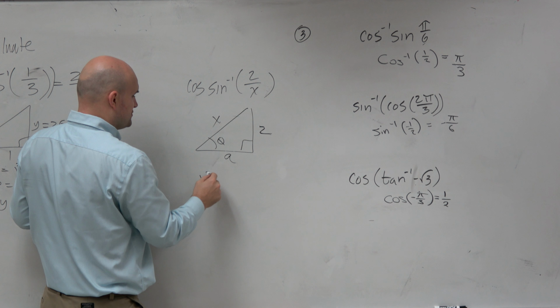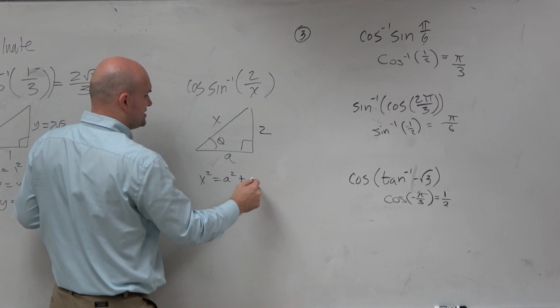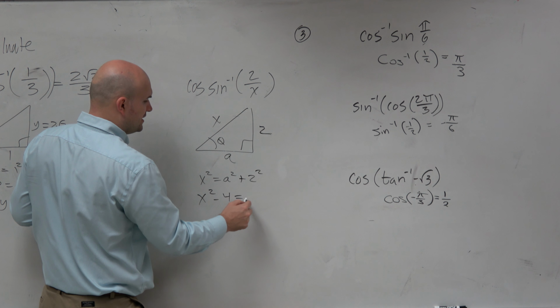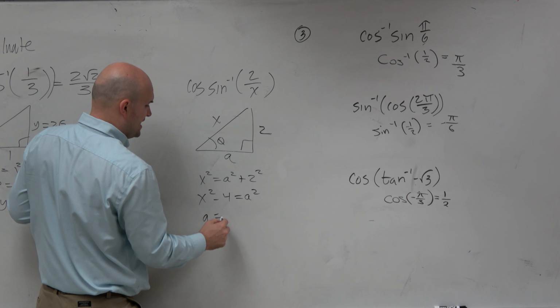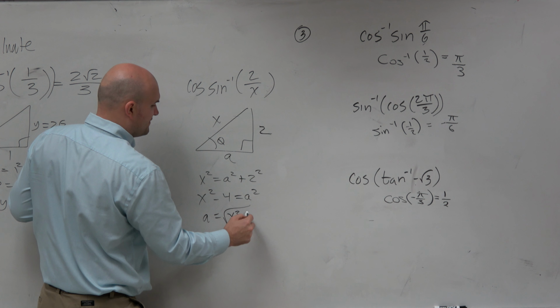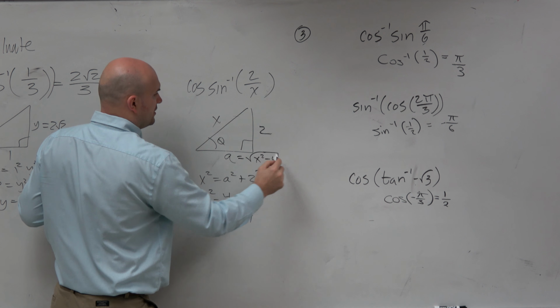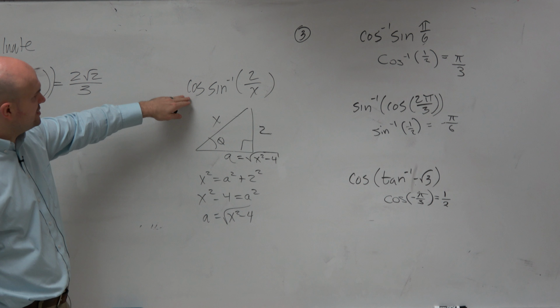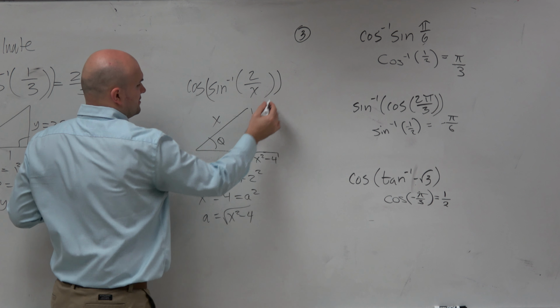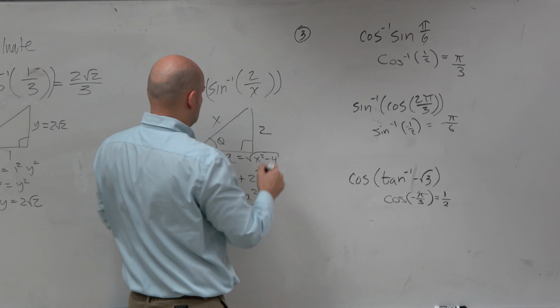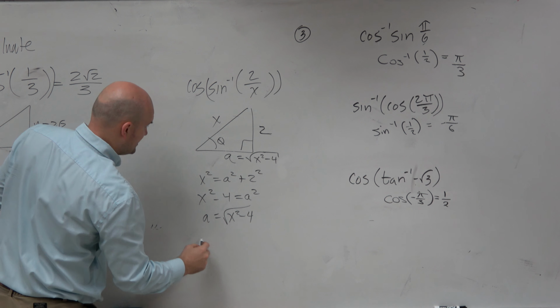So I do x squared equals a squared plus 2 squared. x squared minus 4 equals a squared. And therefore, a equals the square root of x squared minus 4. So what I'd write on my test or on my multiple choice question, it says, what is the cosine? Well, cosine is adjacent over hypotenuse. So this answer is just going to be.